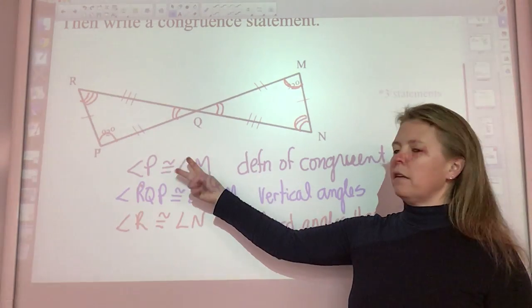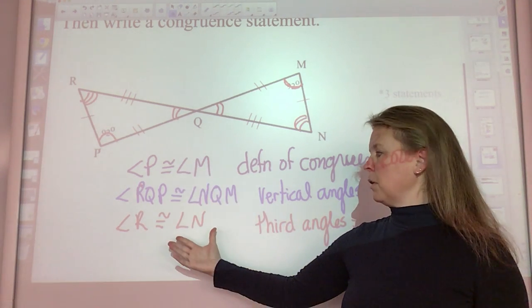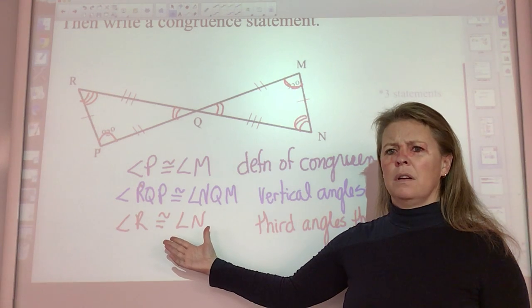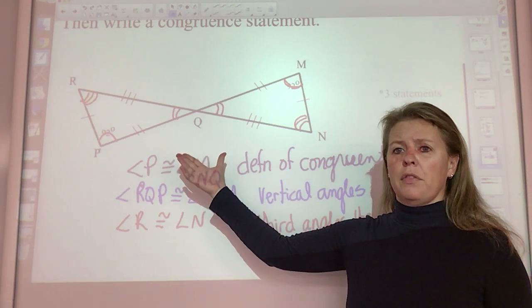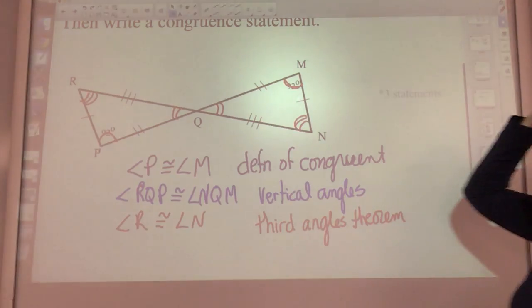Could these 2 have gone in a different order? We picked vertical angles first and then definition of congruent? Yep. Could you put this angle first? No. How do you call it the 3rd angles theorem if you put the 3rd angles first? It has to come last. There's your 3 missing parts.